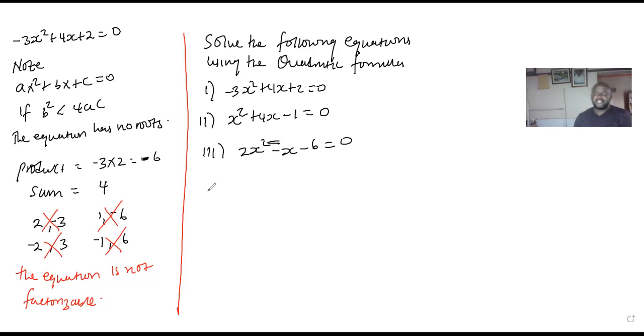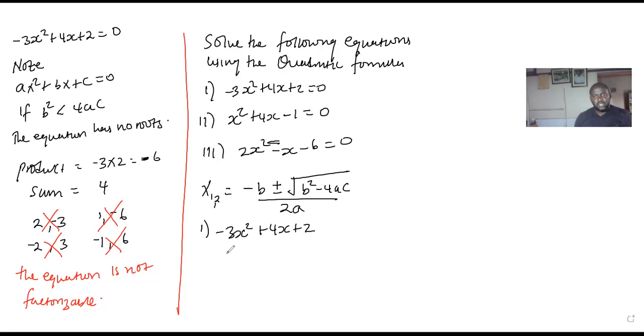What does the formula state? It states that the values of x1 and x2, we don't need to derive it, we have seen it in O level, is minus b plus or minus square root of b squared minus 4ac, all divided by 2a. According to our question 1, negative 3x squared plus 4x plus 2, our a is negative 3, our b is 4, our c is 2.